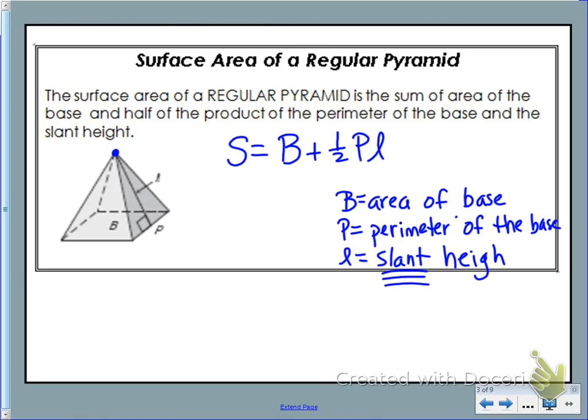This is a new value we have not been using up until this point for surface area. So be very careful. The slant height is where the height is on a slant, so it's going to occur on the side. If you look at the picture, the height of this triangle is the slant height. So we are not talking about the height of the whole pyramid. We're talking about the slant height, which is the one on a slant, and it's going to be part of the side of the actual pyramid.